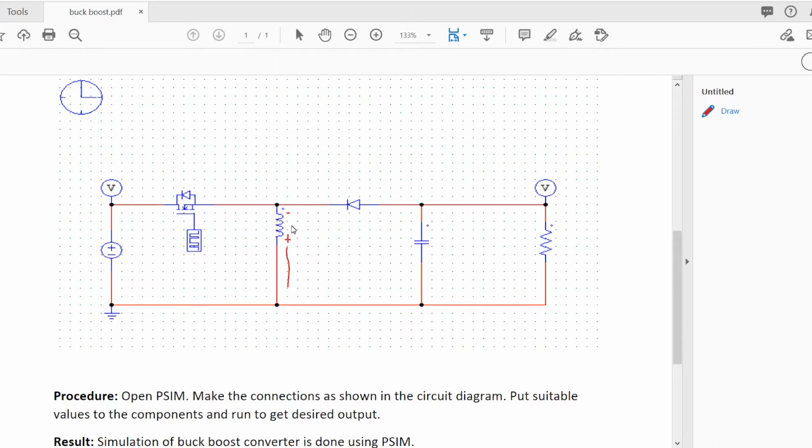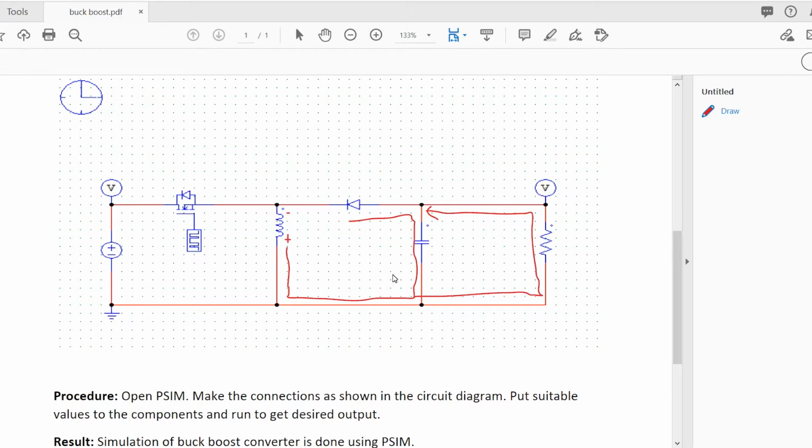So the current will start flowing. The energy previously stored in the inductor will be discharged from here. It goes to here and then here. Also, it goes here through the load and here like this. So the diode will be forward biased and there will be flow in the load. At this instant, we will find current on the load side. There will be voltage on the load side, which we can see using PSIM.